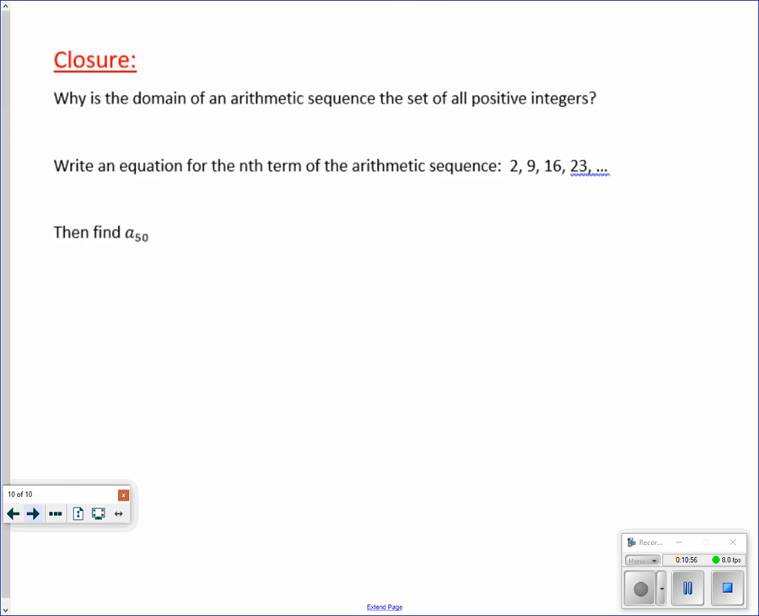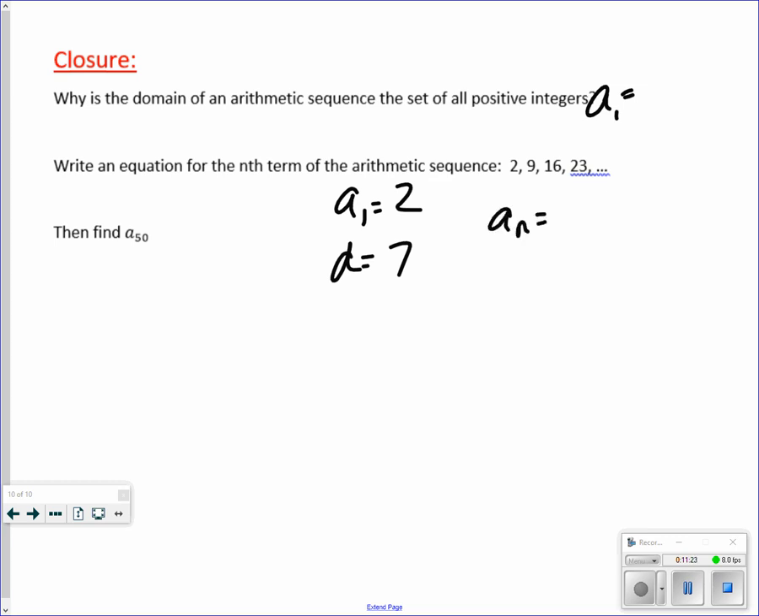Closing. Why is the domain of an arithmetic sequence the set of all positive integers? Because ultimately you start off with the first term in the sequence, so a sub 1. Write the equation of the nth term. So again, I need to know what a sub 1 is, and I need to know d. Well, in this case, it's 2 to 9 to 16 to 23. It's adding 7 each time.